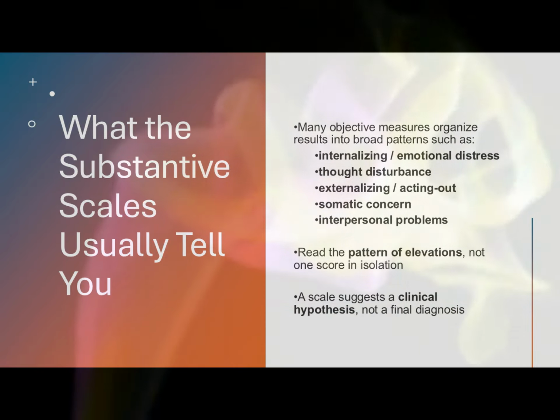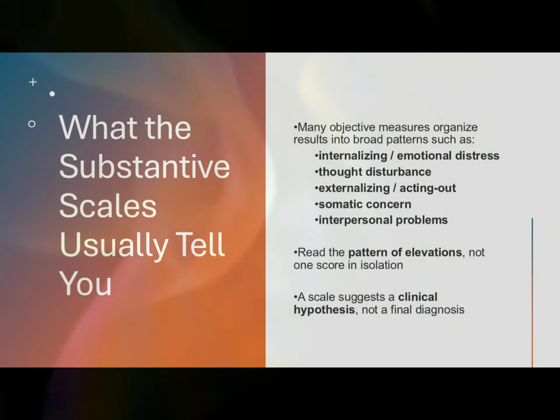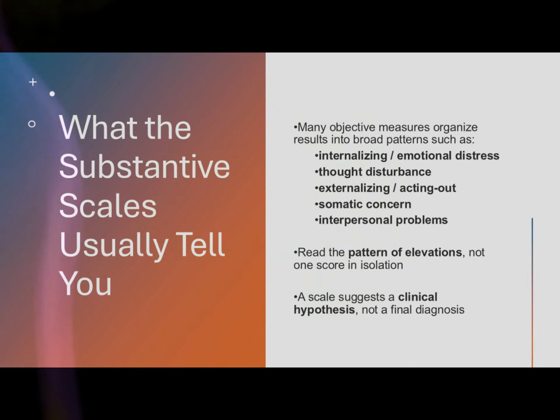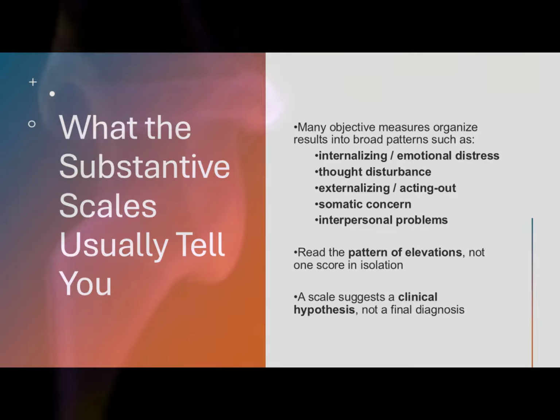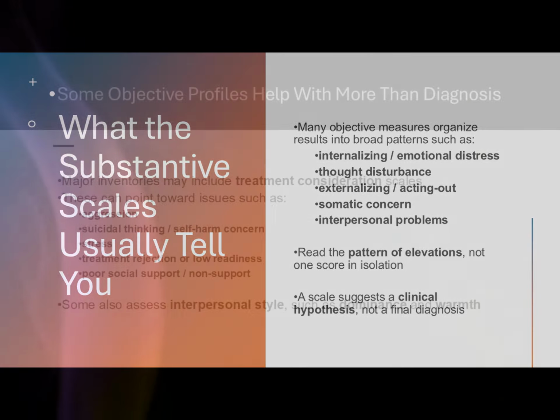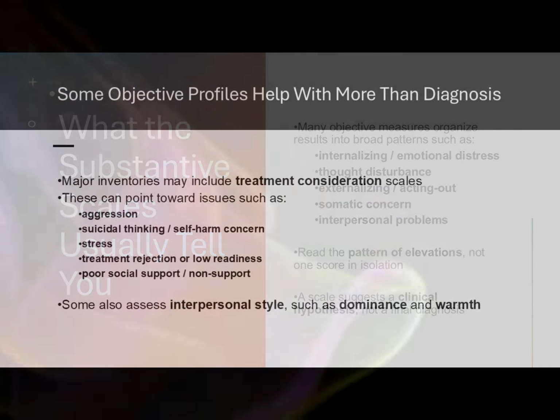And so, for example, the Psychological Assessment Inventory includes 5 treatment consideration scales and 2 interpersonal scales. The MMPI also has interpersonal scales that help us to understand a little bit of how people function.